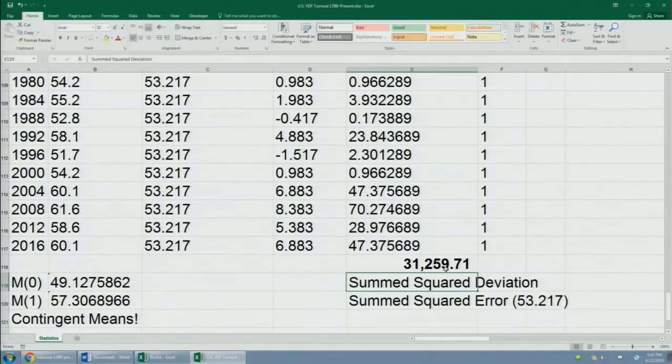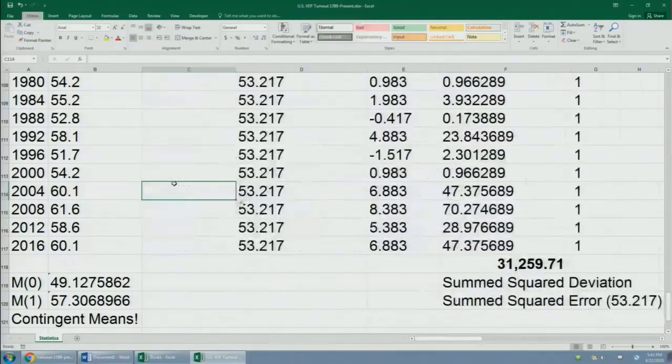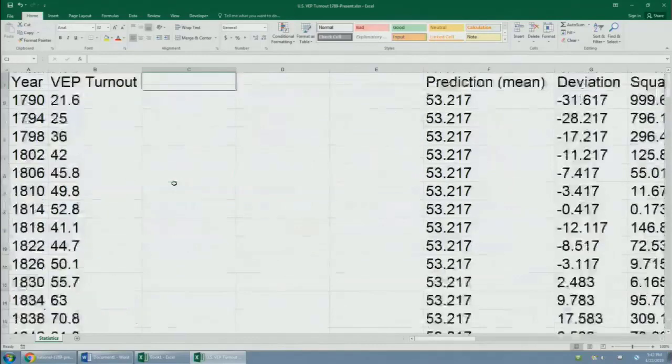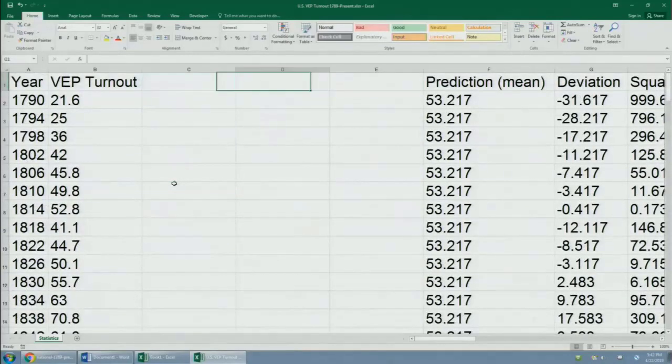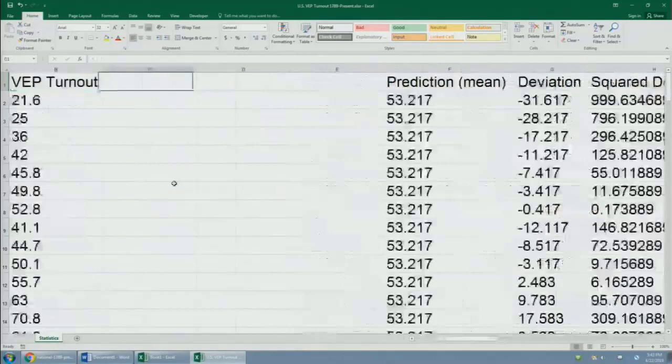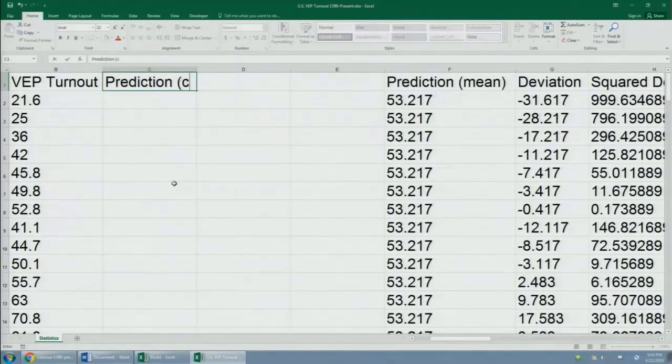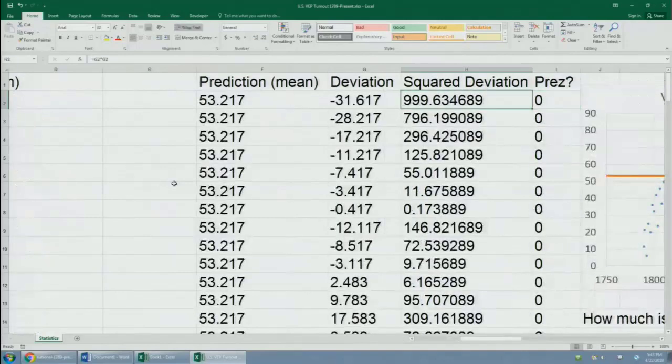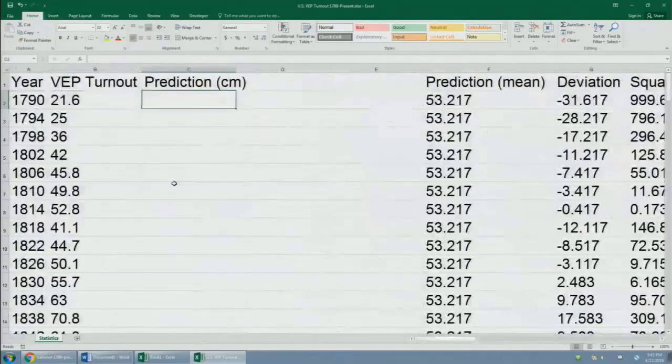Can we get lower than that if we have contingent means? Let's find out, okay? This is where we're headed. 1, 2, 3. We've got 3 columns to do this bit, and we're going to do it for prediction. And it's no longer going to be for the mean, it's going to be CM for contingent mean, and not for centimeters.